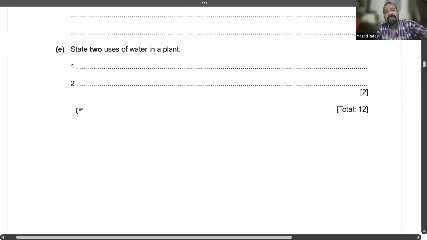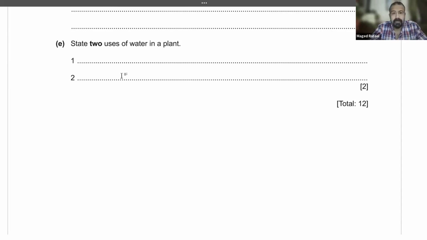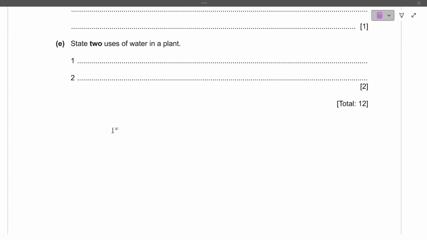Okay, let's go to question E. State 2 uses of water in a plant. What do you think? Act as a solvent, yes, a great solvent for transporting the ions. But why didn't you think about photosynthesis? It is the easiest thing. It is considered as a raw material for photosynthesis. The easiest thing we could say.